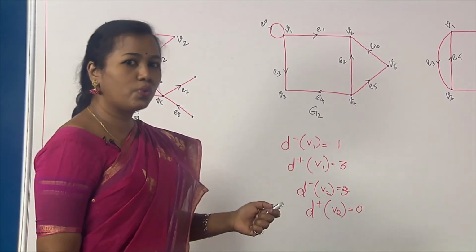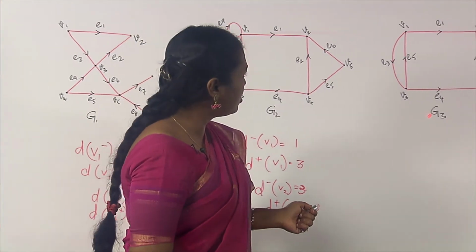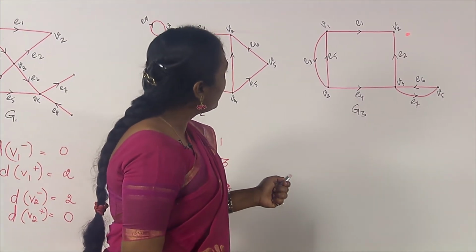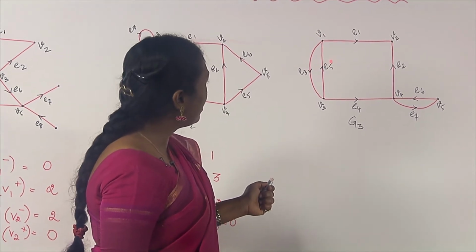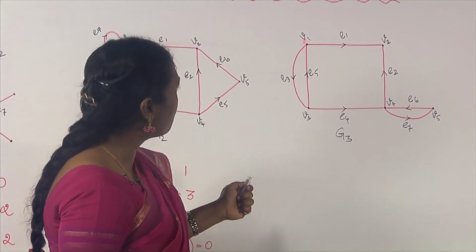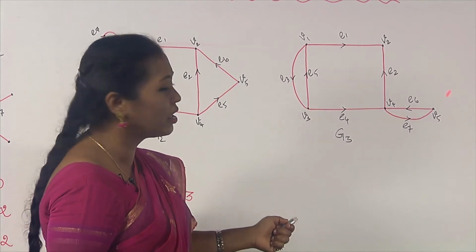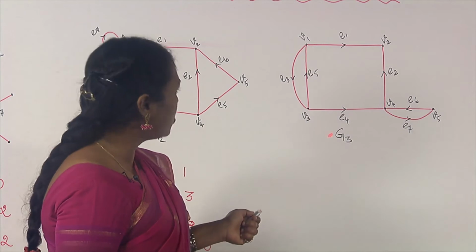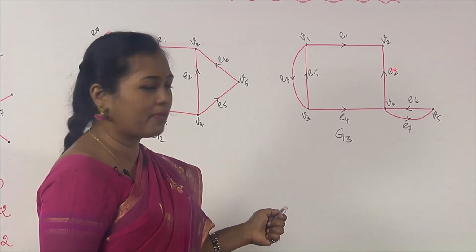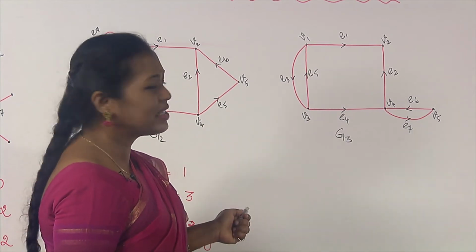Now let's move on to one other graph, namely G3. In G3, we can see that there are edges E3 and E5 going outside and inside of V1 to V3, and likewise here. This is not a loop actually, but these are parallel edges. This is also a different type of a multi-graph. So this is a multi-graph as well as a directed graph.